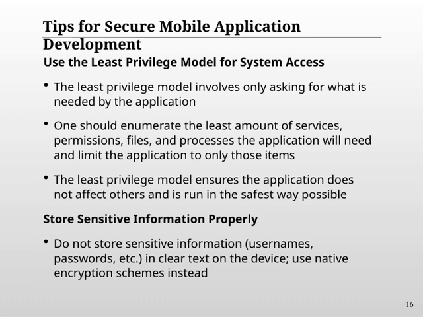Let's talk about some practical tips for secure mobile application development. First up, using the least privilege model for system access is crucial. This means that your application should only request the permissions and access levels it truly needs to function. By doing this, you limit the potential damage if something goes wrong or if the app is compromised. You should carefully enumerate the services, permissions, files, and processes your app requires, and restrict it to only those. This way, the app isn't unnecessarily interacting with other parts of the device, which helps contain any security issues.